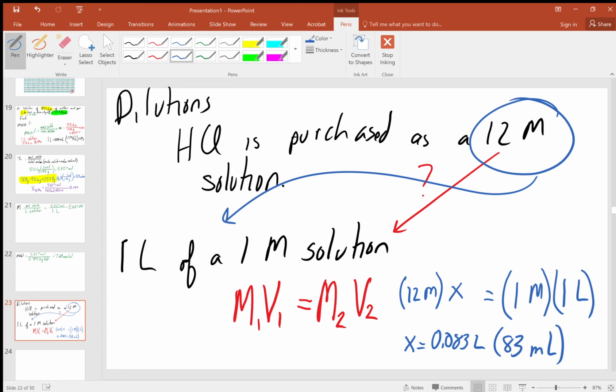So this tells us that we need 83 milliliters of the more concentrated solution to make 1 liter of the 1 molar solution. Again, we can do this because we're not changing the number of moles. So if you think about our molarity equation, molarity equals moles over volume, or moles equals molarity times volume. What we're saying is under these two situations, the number of moles is equal, so we're just setting M1V1 equal to M2V2. It's actually an extremely similar calculation to what we learned with the gas laws.